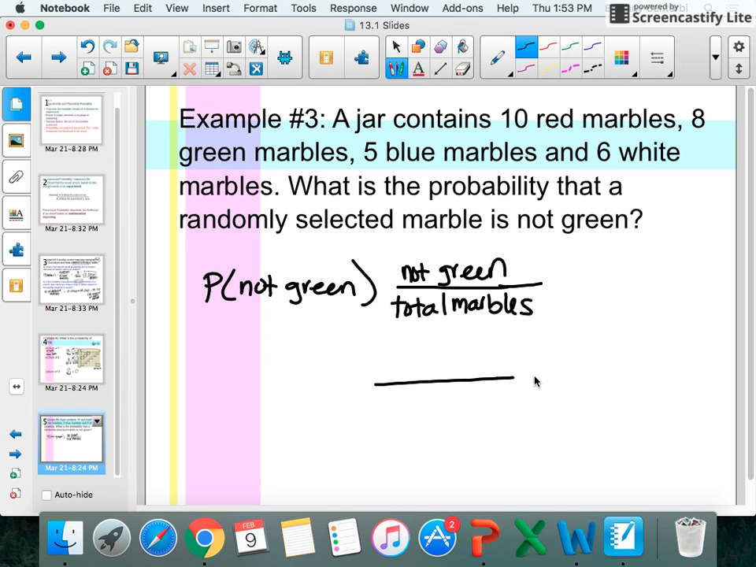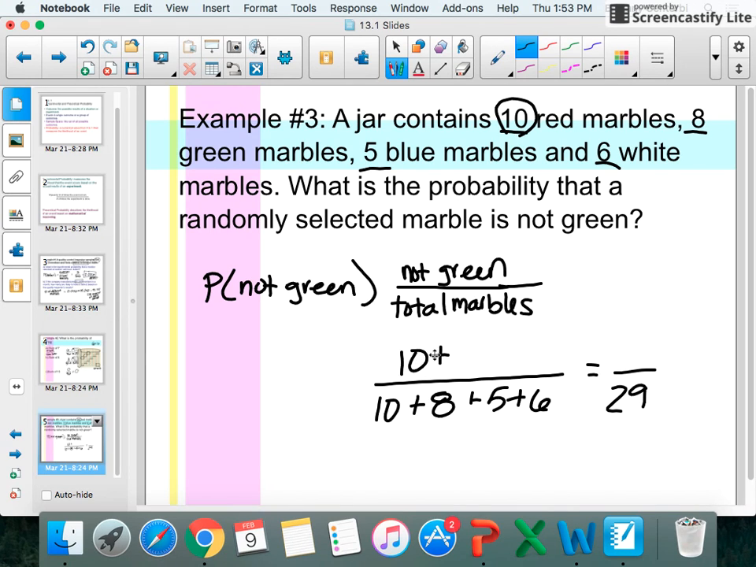So if we look at our total numbers, I've got 10 red, I have 8 green, so I'm going to put 10 plus 8, plus I've got 5 blue and 6 white, plus 5 plus 6. That's going to be my total, and that gives us 29 on the bottom. And then it says not green, so that means I'm going to use all numbers except for the green ones. So 10 red, so I'm going to put 10. I can't put 8 because 8 goes with the green marbles. Then 5 is blue, so that's not green as well. And then 6 is white. So then I have 21 over 29. So that's your probability for pulling a not green marble.